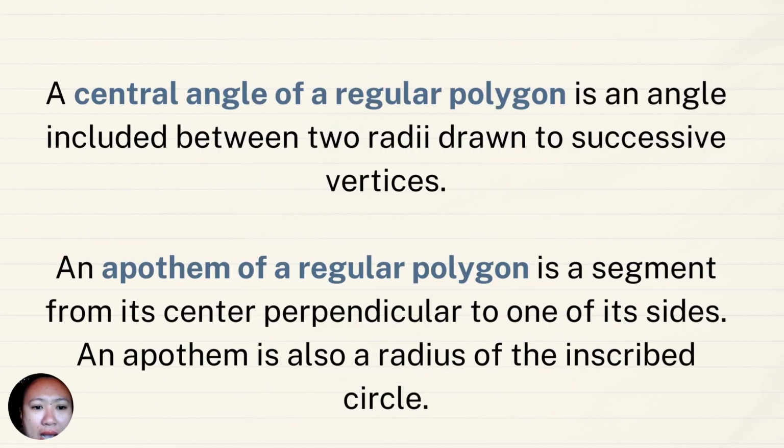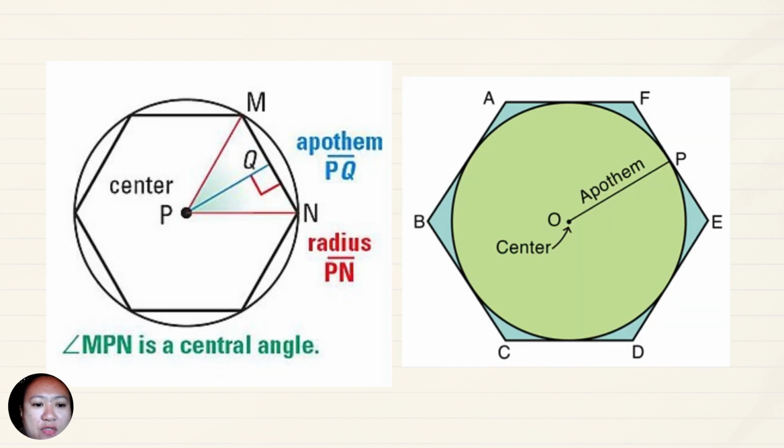A central angle of a regular polygon is an angle included between two radii drawn to successive vertices. An apothem of a regular polygon is a segment from its center perpendicular to one of its sides. An apothem is also a radius of the inscribed circle. From the illustration, PM and PN are the two radii joining the vertices of the polygon. Thus, a central angle is formed. The name of our central angle is angle MPN.